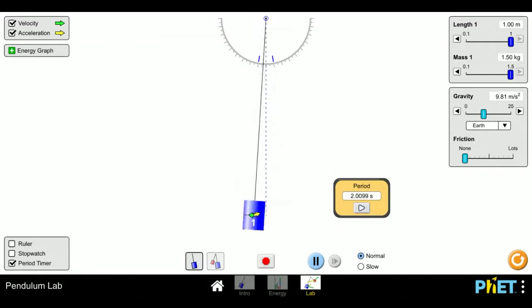So anyway, if you have questions, you can go play around with this. All right, and I might come back later and play around with the energy graph if we have time. But for now, I'm going to stop that and go back to my slides.